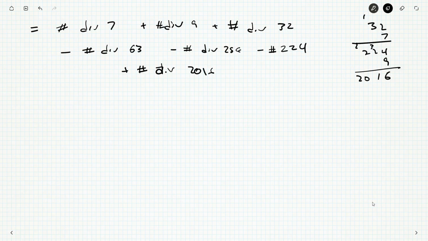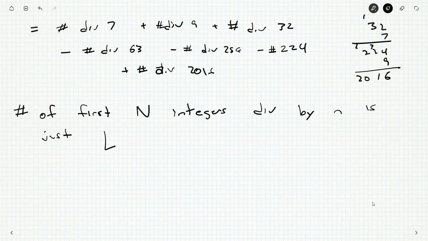Okay, so the number of the first n integers divisible by n is just the floor function of n over n. Now actually, because we got 2016 and it's a multiple of 7, 9, and 32, we're going to get integers everywhere. We don't need to use this floor function here.